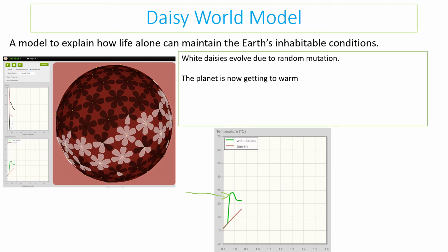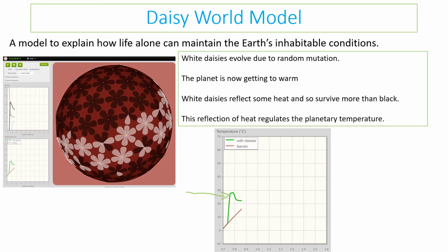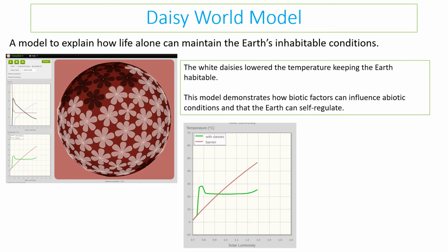That causes the temperature of the planet to drop, because it reflects a lot of the heat back out into space, and so more survive than if they were just black. This reflection of heat therefore regulates the planetary temperature. Over time, the mixture of white to black daisies can maintain the temperature of the Earth because of the heat reflection or absorption. And you can see it maintains it within that range much more than if there was no life on the planet, even though the sun is getting hotter and hotter and hotter.